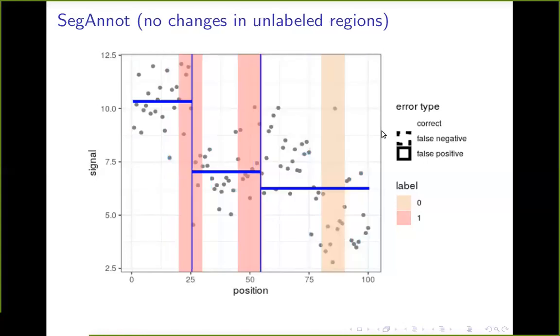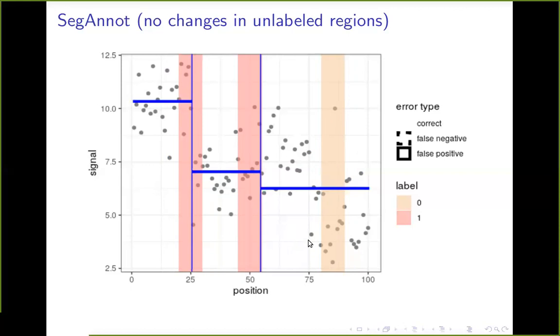The other algorithm that I said we used in this existing system is called Segano. It finds the most likely change points such that there's exactly one change point in each red or positive labeled region and no changes elsewhere. So this is a good model with respect to the given labels, but it's kind of annoying because it's not able to detect some other obvious changes.